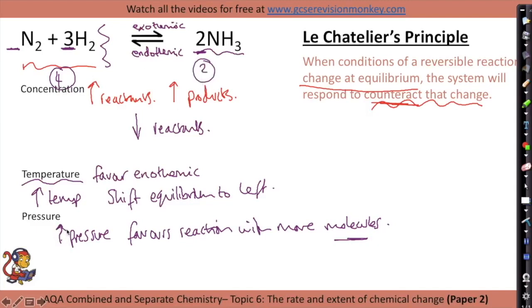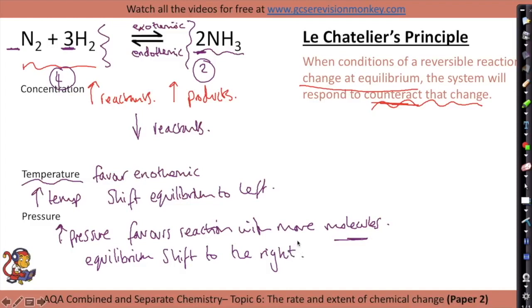So if we increase the pressure, we are favouring this reaction here because it has more molecules, and therefore you are going to produce more ammonia. So the equilibrium will shift to the right, so you are producing more ammonia. So in this case, we would add the detail about equilibrium shifting to the right.